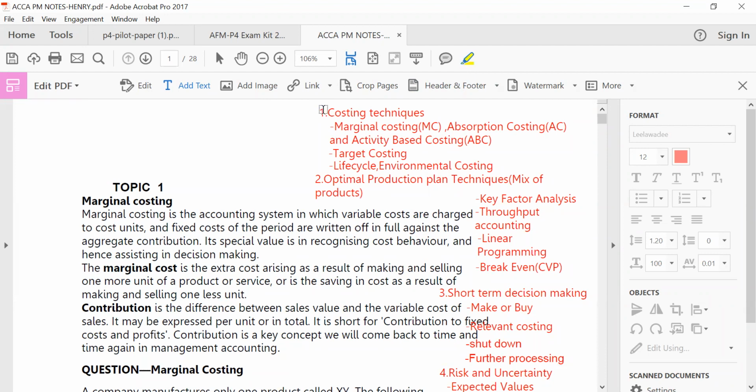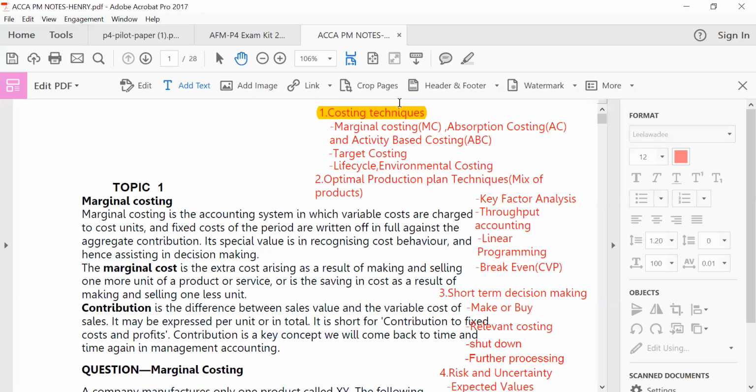Costing techniques. Now, it is important for you to note this. The first thing to go through in performance management is to know how to determine cost per unit of a product or service. If you are in a dilemma as to how much cost comes with a particular product or service, then you can rely on the costing techniques to get things done.